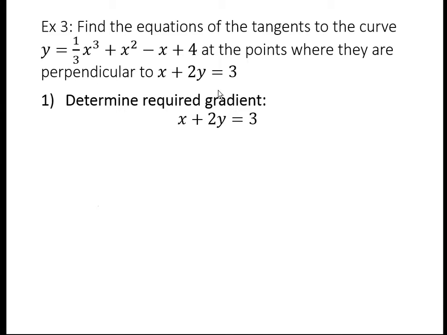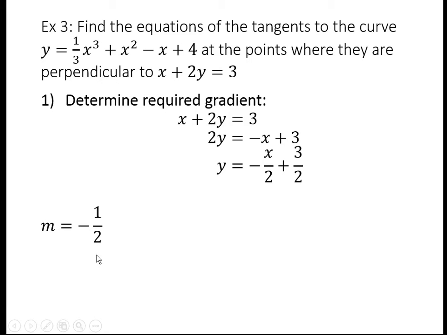If I want to talk about perpendicular or parallel, it's important to be able to clearly see the gradient. So let's rearrange this. Let's subtract the x over, so I get 2y is negative x plus 3, and then dividing through by the 2 to get that y is negative x over 2 plus 3 over 2. Hopefully from this we can all recognize that the gradient of that line that we're comparing it to is negative 1/2. So if the question had said at the points where it's parallel to that line, that would be what our gradient of our tangents would be.